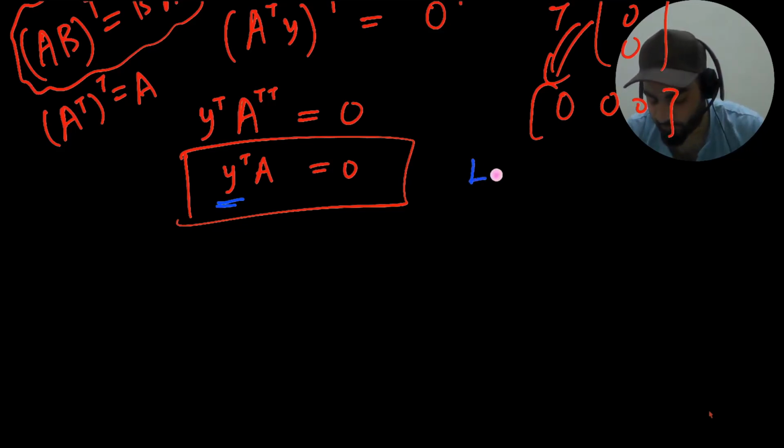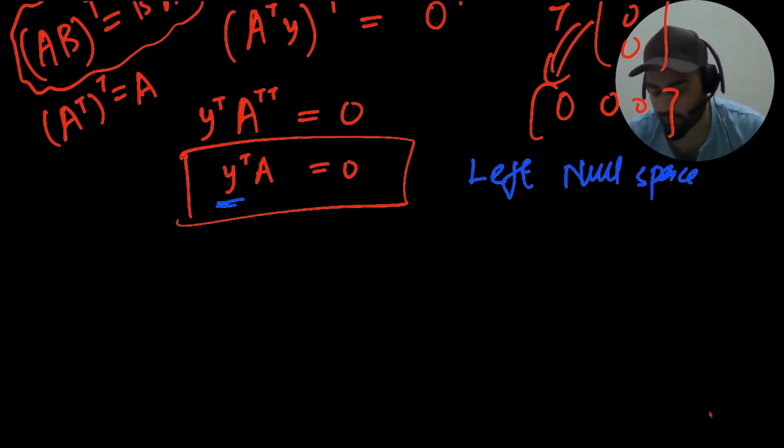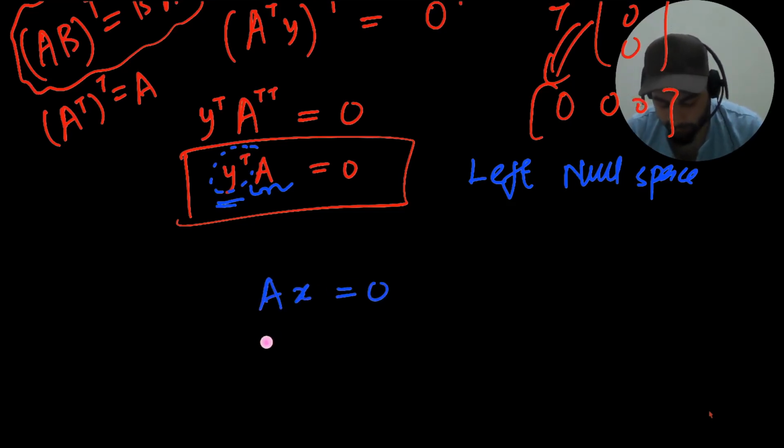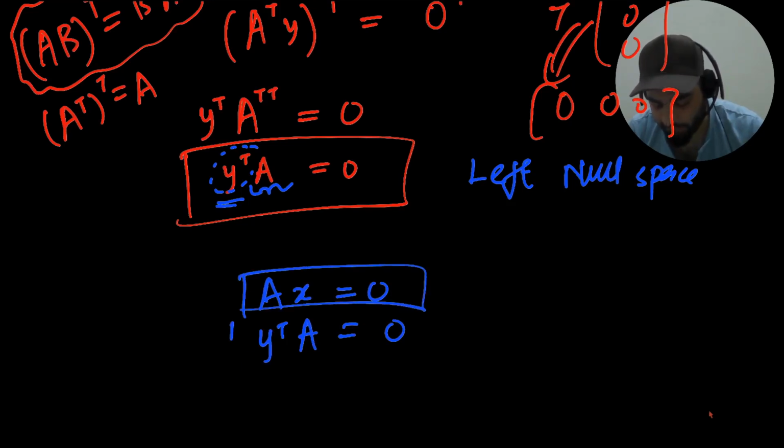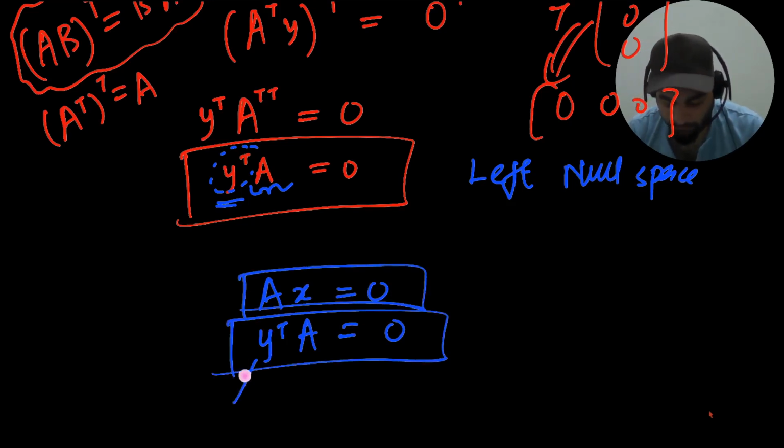So did you see why it's called left null space? Because A is not transposed now, so you can just put this row at the left side. As we had Ax is equal to 0, which is the right null space, now we have y transpose A is equal to 0, which is the left null space. All the values of y transpose which make this equation equal to 0. Is it clear why it's called left null space? Yes, sir. Okay.